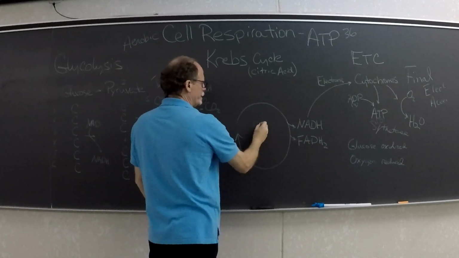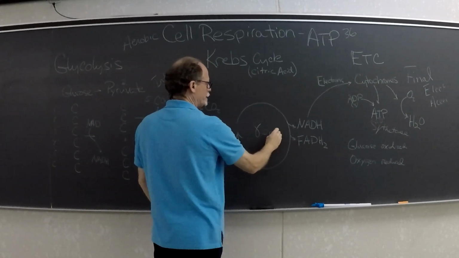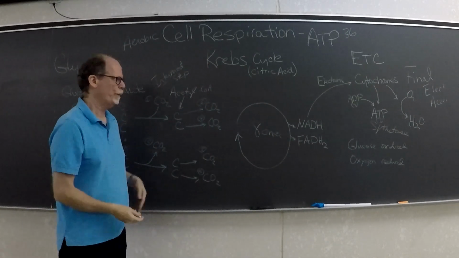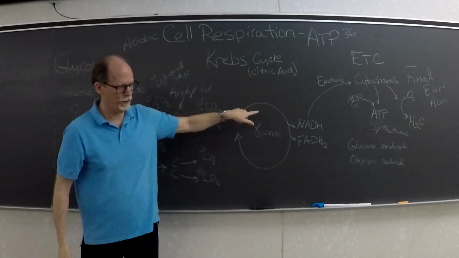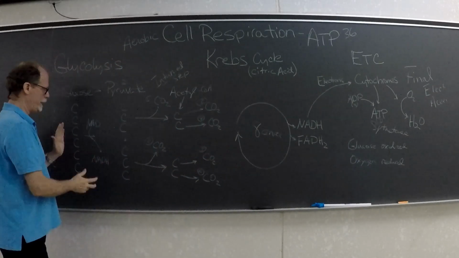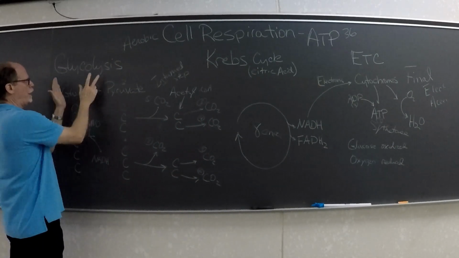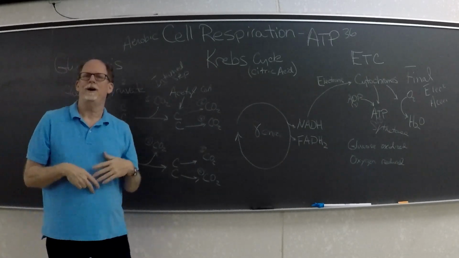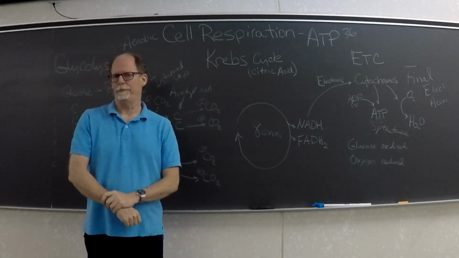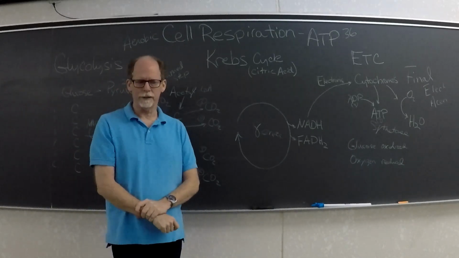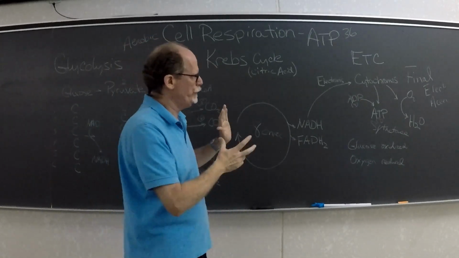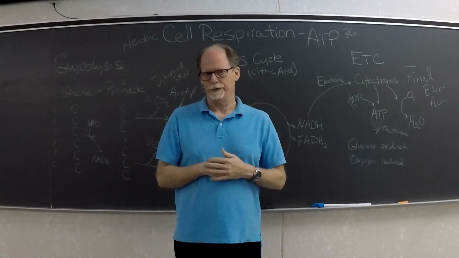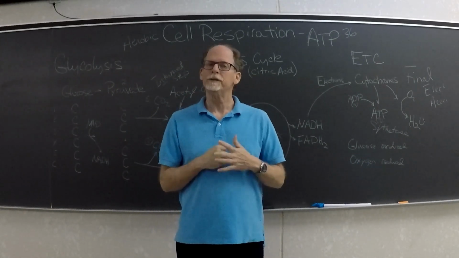There's 8 enzymes that are used in the citric acid cycle. There's like 10 enzymes in glycolysis to convert glucose to pyruvate, and I'm leaving out all those steps on purpose because it's really complicated. I want you to see the bigger picture here, and I hope this video helped.